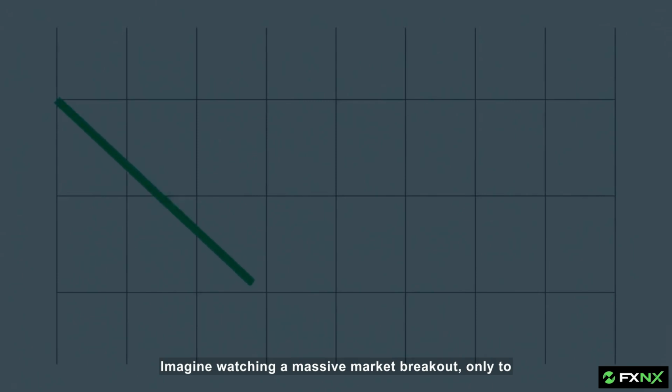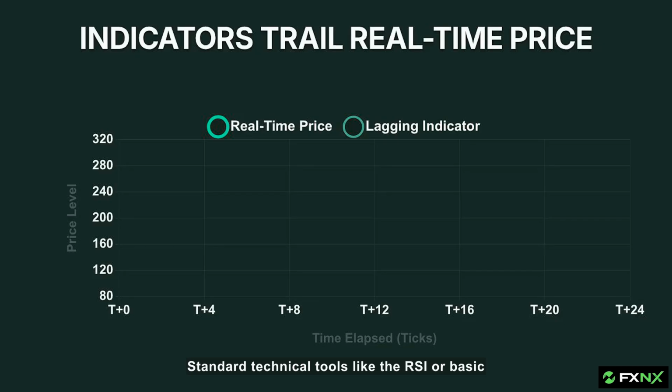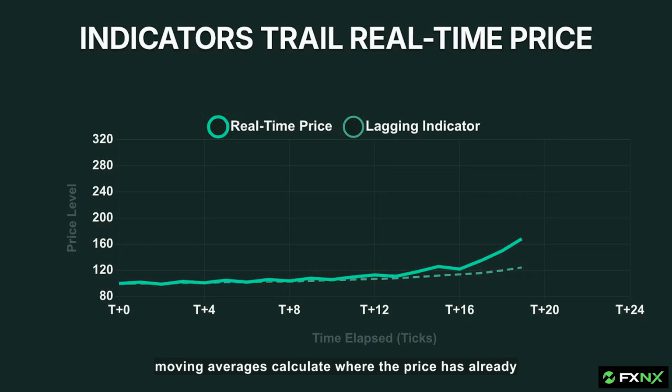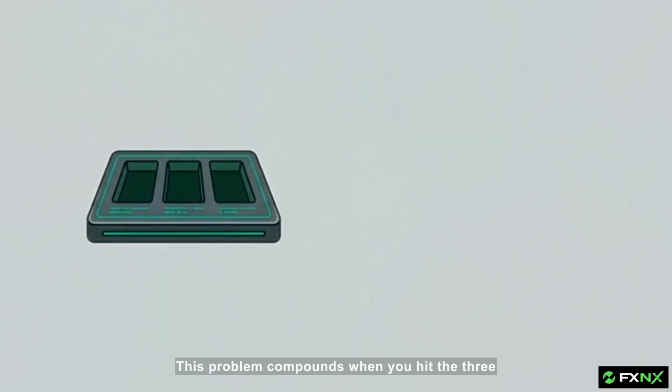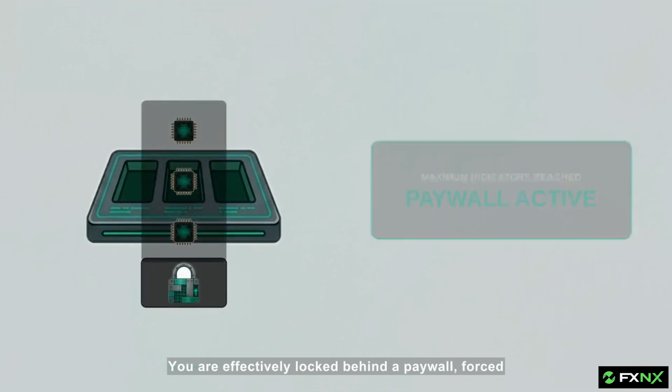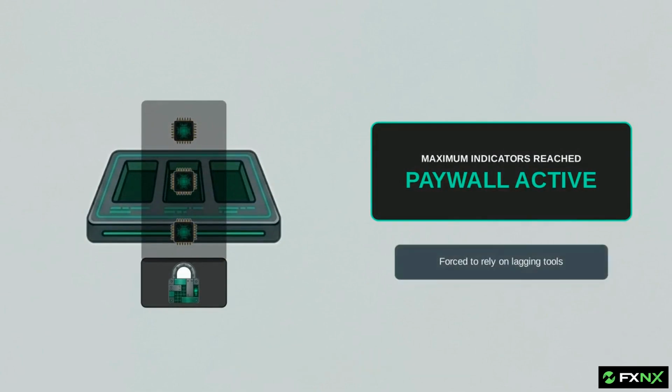Imagine watching a massive market breakout, only to realize your lagging indicators signaled the move far too late. Standard technical tools like the RSI or basic moving averages calculate where the price has already been. Because they rely on historical data, they often fail to register aggressive shifts until the opportunity has passed. This problem compounds when you hit the 3-indicator limit on free tier platform accounts. You are effectively locked behind a paywall, forced to rely on a limited set of lagging tools.